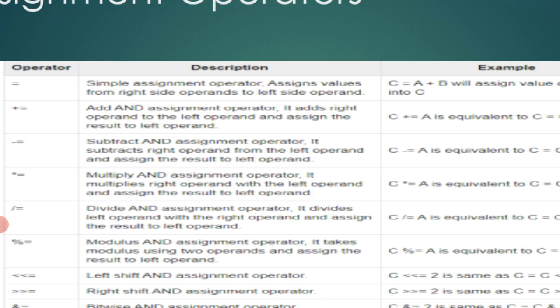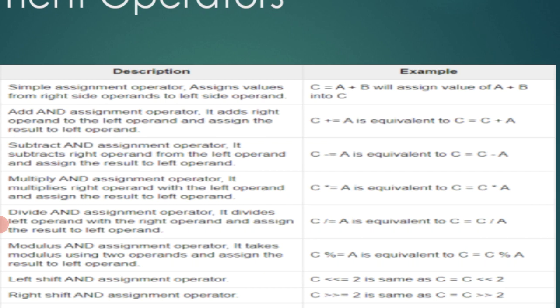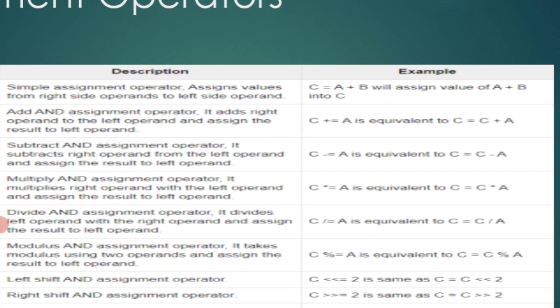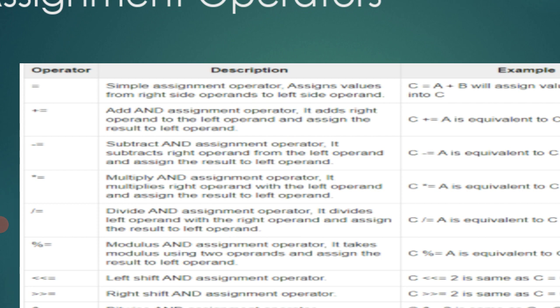Now next is minus is equals to. Minus stands for subtract, so this is the subtract and assignment operator, a combination of subtract and assignment. Similarly it works as c minus a, and the result will be transferred back into c. Next is multiply is equals to. Again this is a combination of two operators, multiply and assignment. If we multiply the value of c with a, we transfer the result back into the c variable.